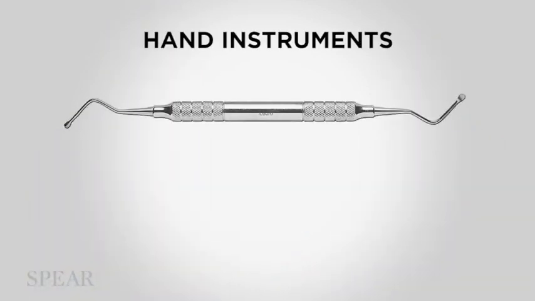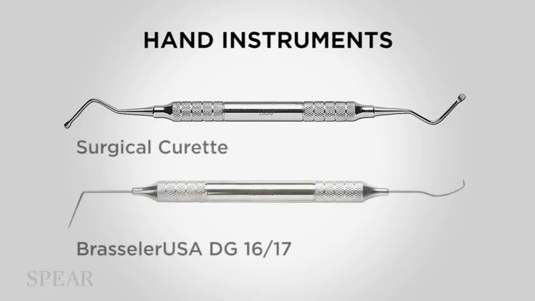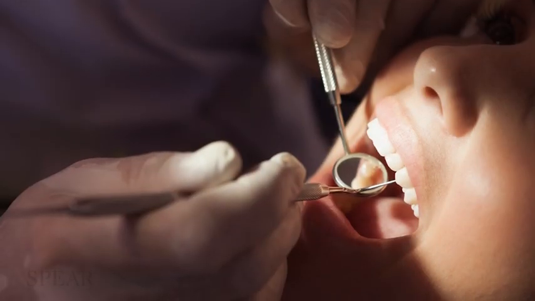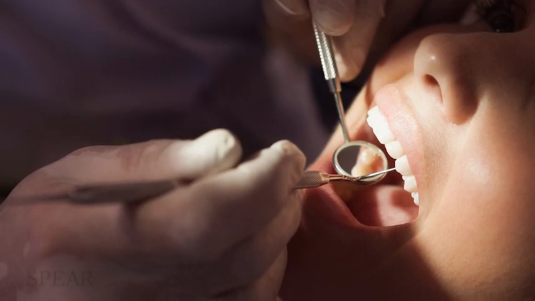Some people have a 17 head on the other end of it. These two instruments by Brasseler, the DG16 and 17 on the two ends, and then the surgical curettes are really the only things that you need. Use the 17 head to find out if you have a remaining roof of the pulp chamber. The DG16 end is used to explore for canals.